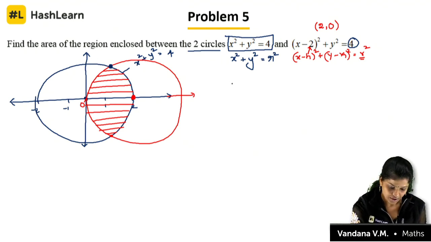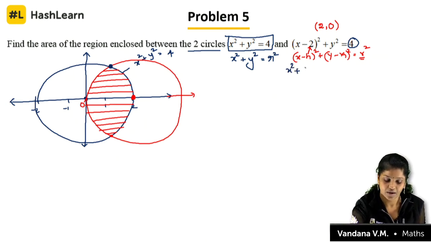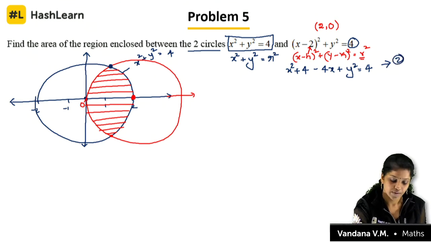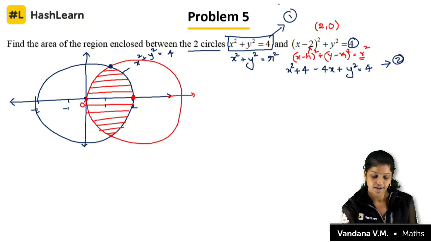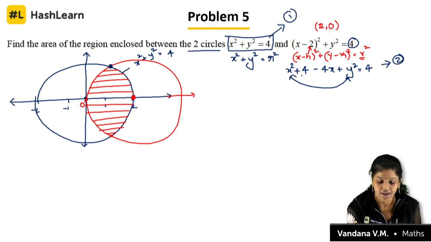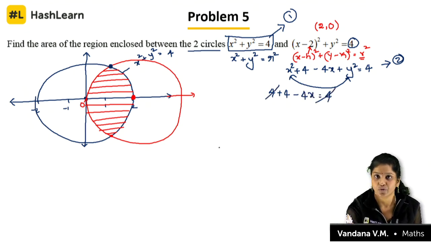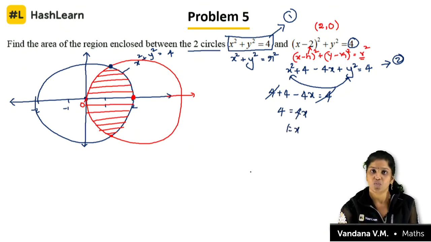the equation like this. If you expand (x minus 2) whole square, it is x square plus 4 minus 4x, plus y square is equal to 4. This is equation number 2, this is equation number 1, and you can substitute in this x square plus y square, you can replace with 4. 4 plus 4 minus 4x is equal to 4. So what value I got? Both the sides 4 will get cancelled. 4 is equal to 4x, x is equal to 1.